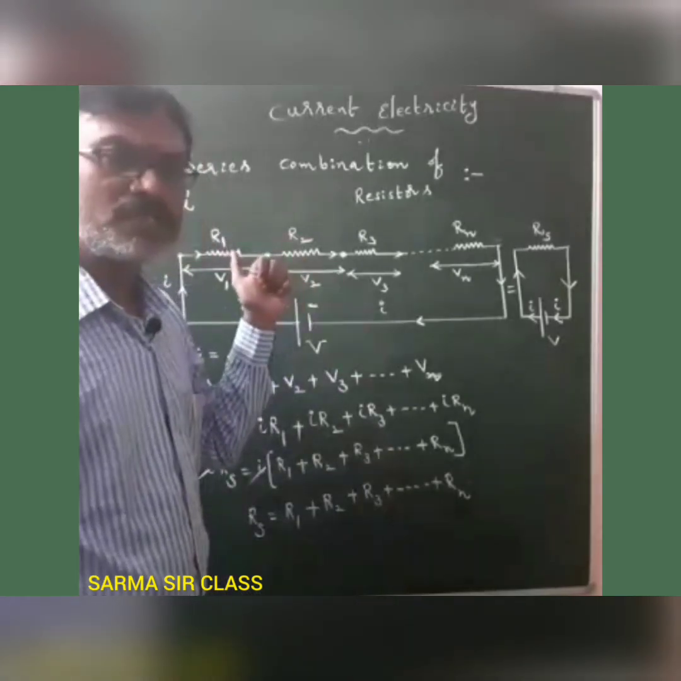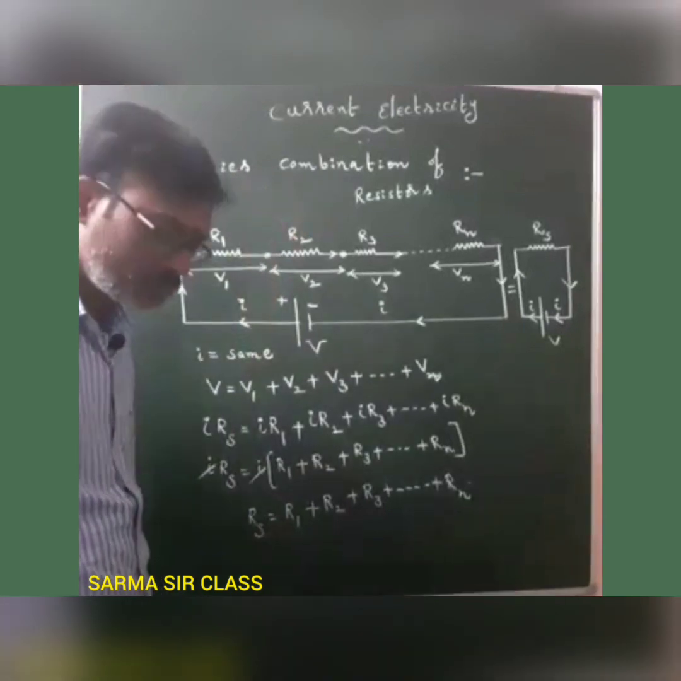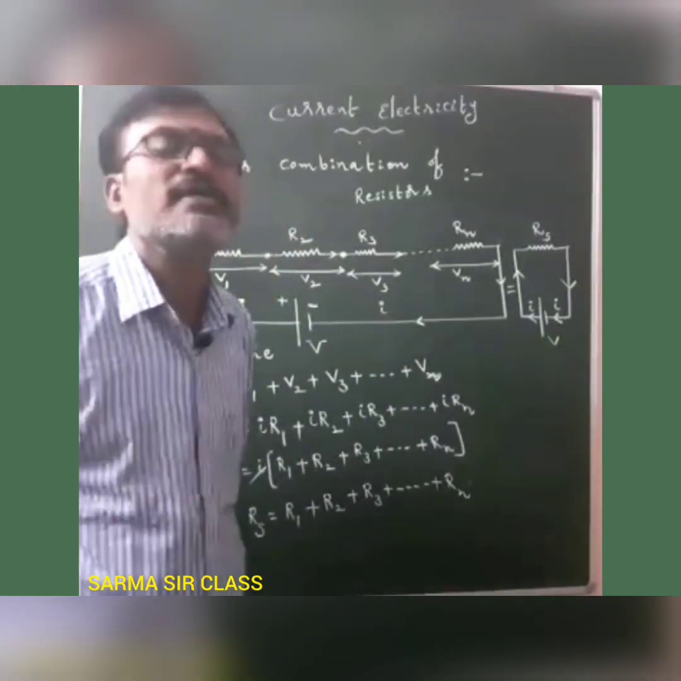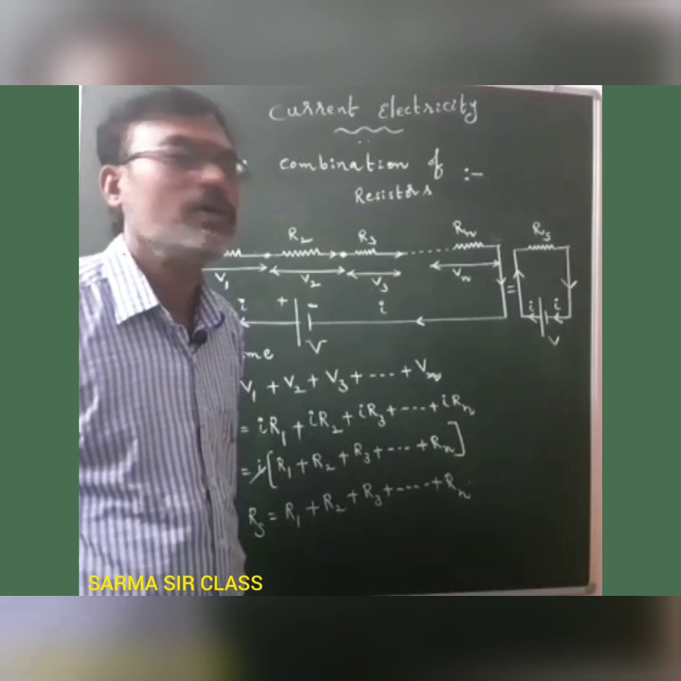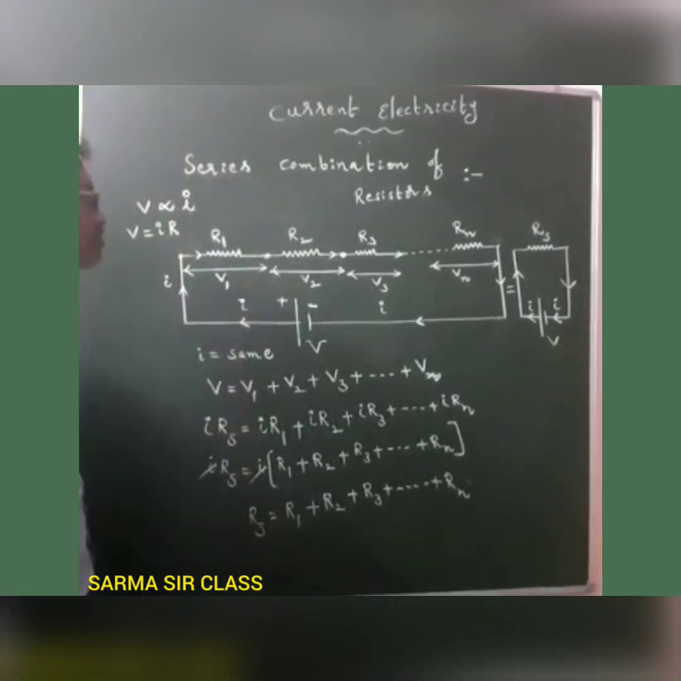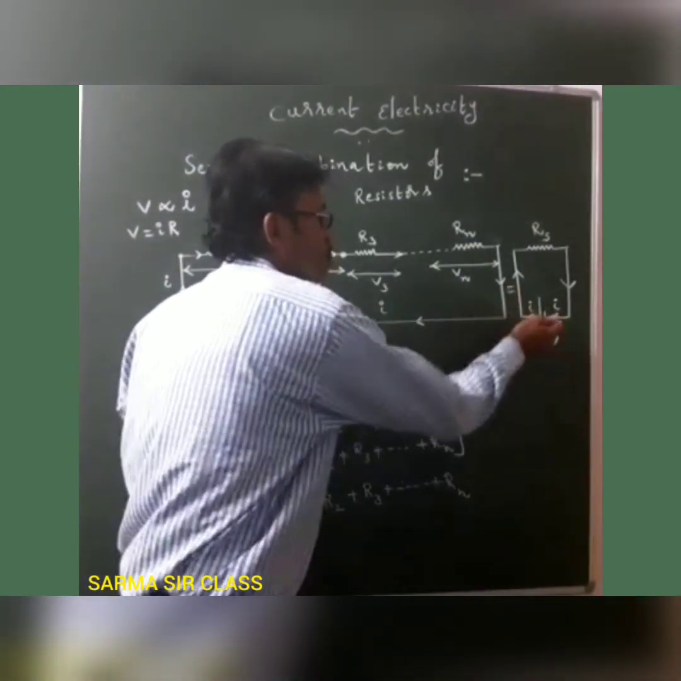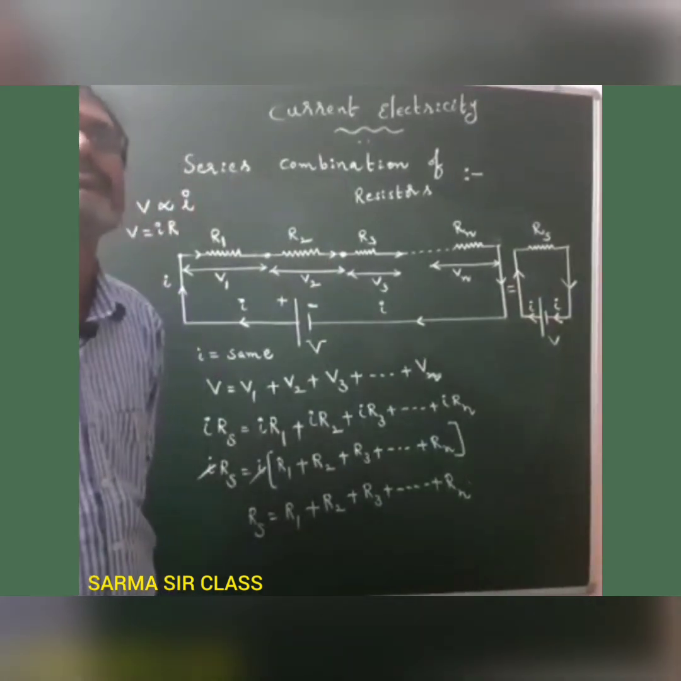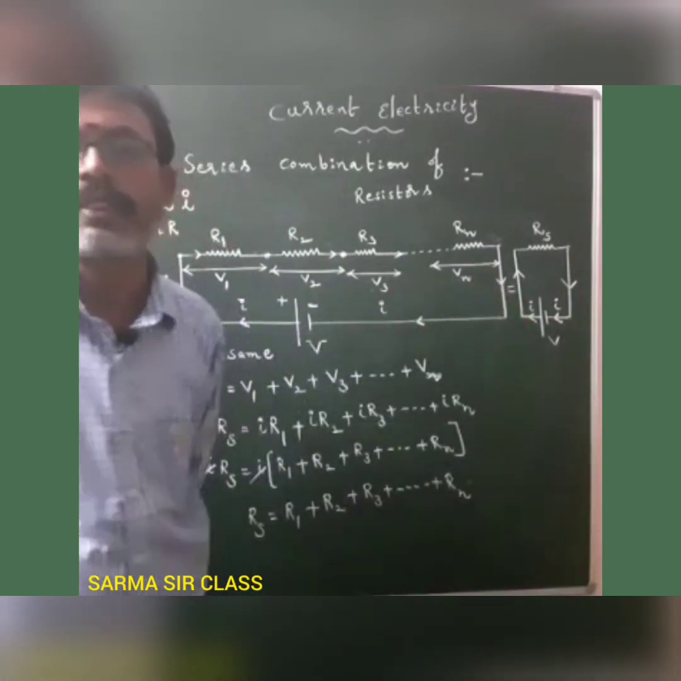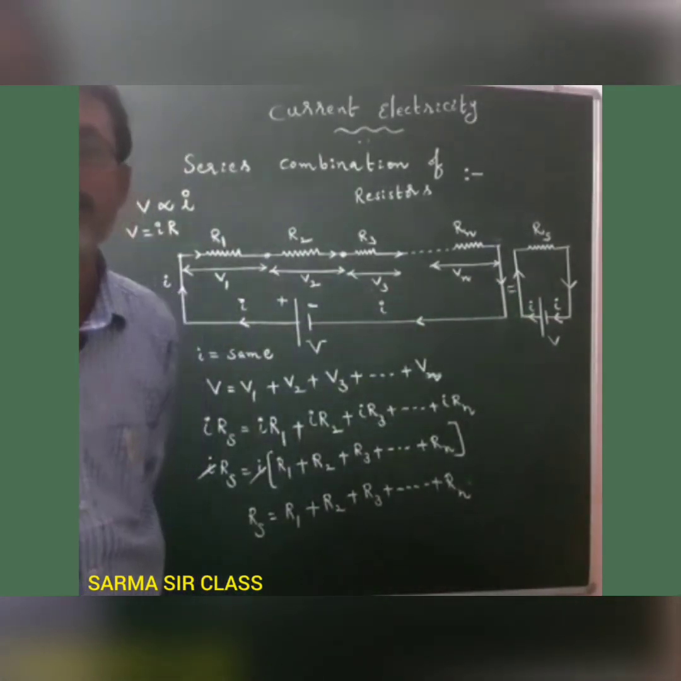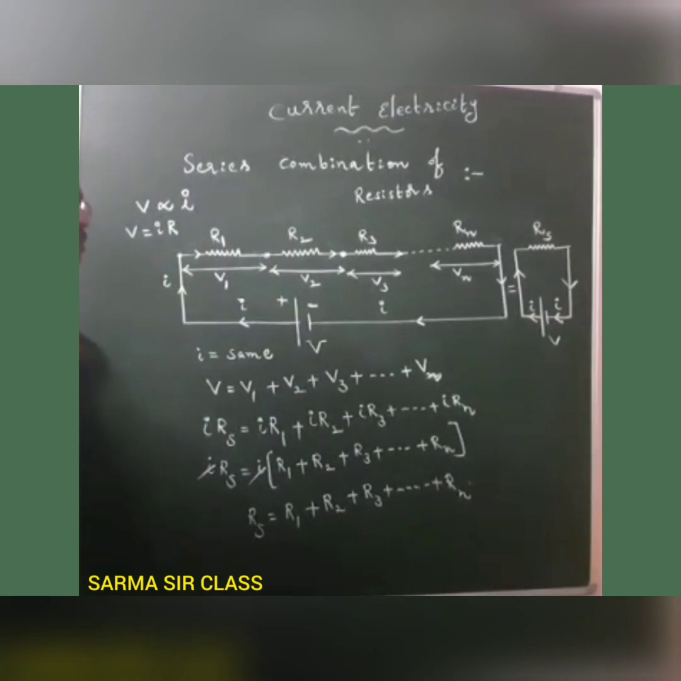I'm giving the notes for this one. At first, keep the side heading: series combination of resistors. And draw the circuit diagram at first. Draw the circuit diagram side by side. Equality must be present in between these two. Draw the circuit diagram as it is.